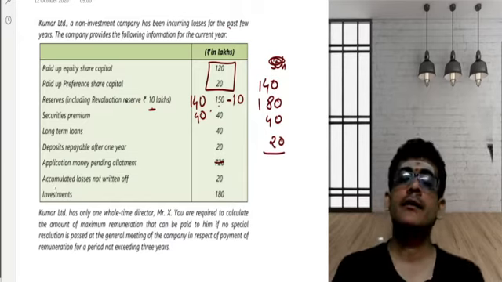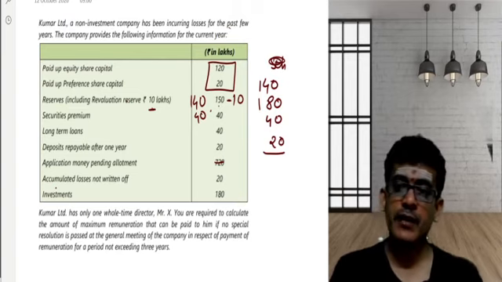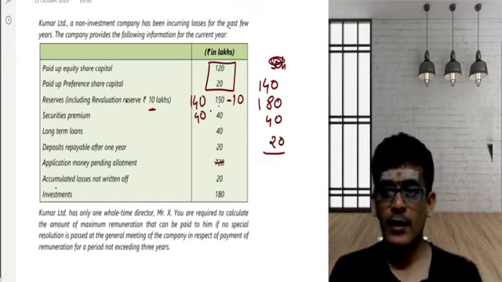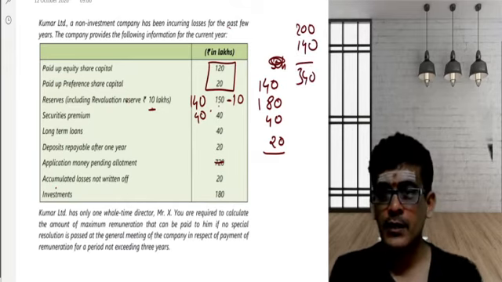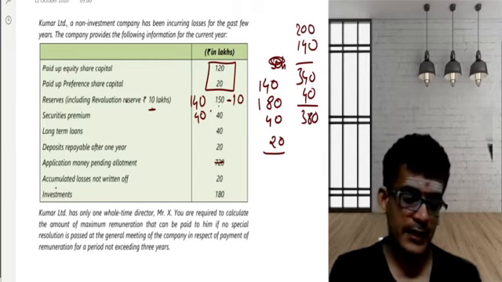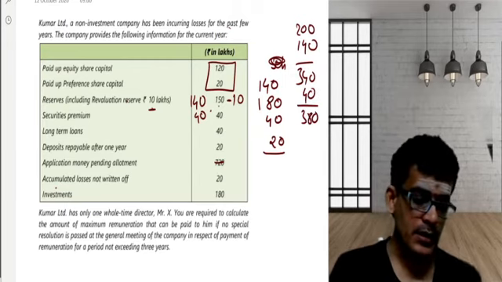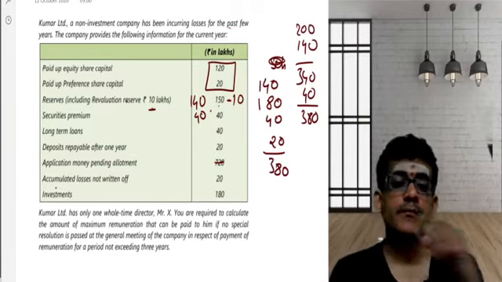What is the total you are getting? Let us see the total. 140 plus, if I add this 20 here, 200. 200 plus 140, you will be getting 340. 340 plus 40 will be 380. So the total will be 380.